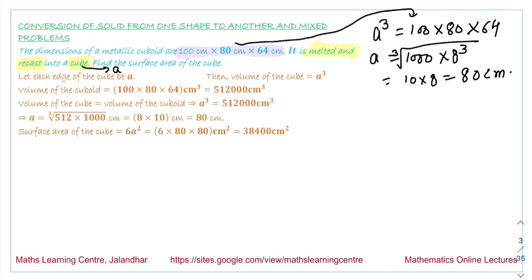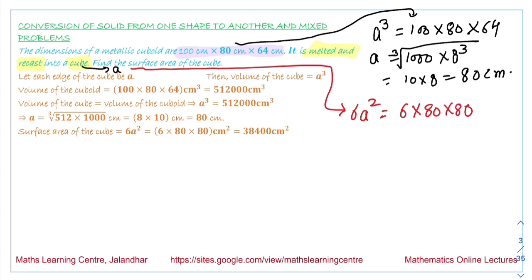So what we have to calculate now is the surface area of the cube. The formula for the surface area of the cube is 6a square. So the answer we get is 6 into 80 into 80, that is equal to 38400 centimeter square. So this is the surface area of the cube.